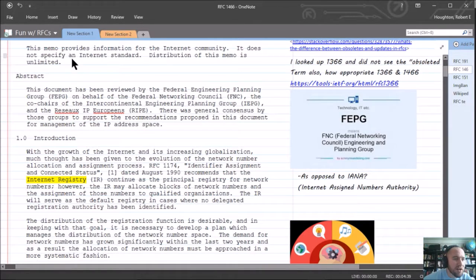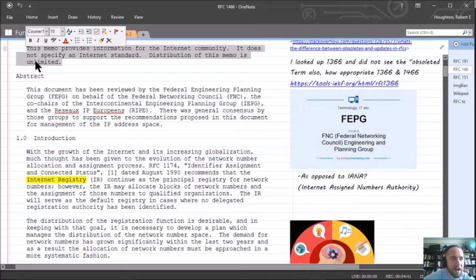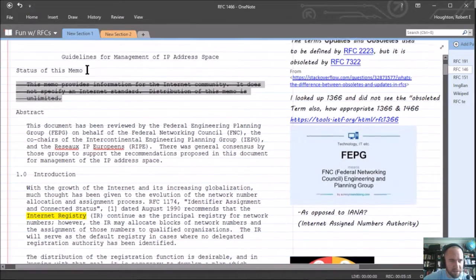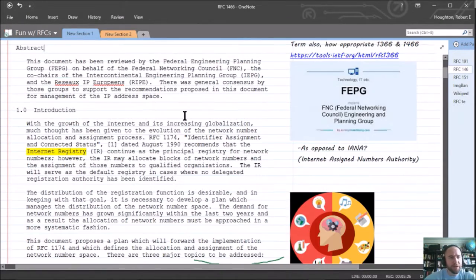I need to actually start crossing these out because I don't want to read them every single time I read one of these RFCs. And I also need to remember the shortcut for crossing things out. It's Control minus. So here's the abstract.